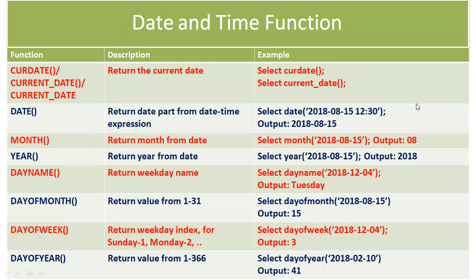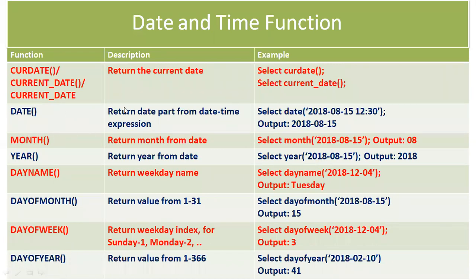So here, date and time, we'll discuss the date and time. Current date displays a date. Month will display the month name. Year will display the year. Day name, just like today, what is the day? Tuesday. Day of month will display, from that month, the day written as a number. Day of week will also be written as a number. Day of year will display which day of the year, in a numeric value.